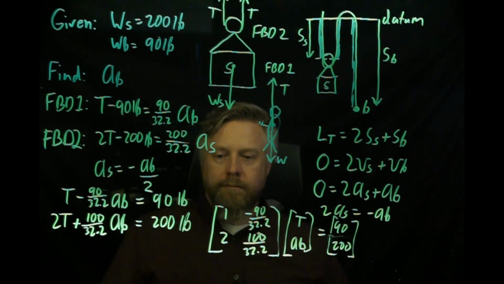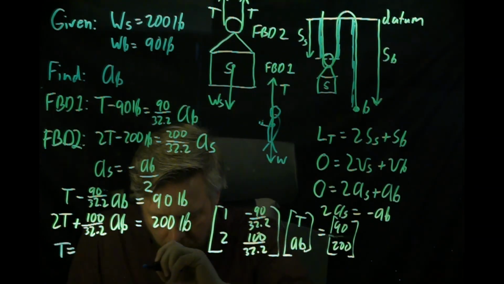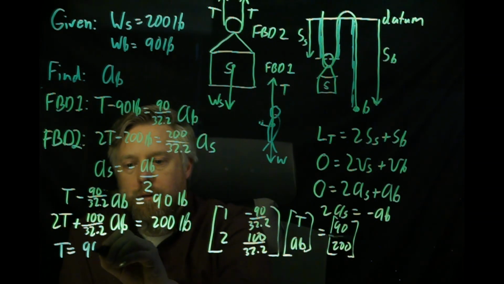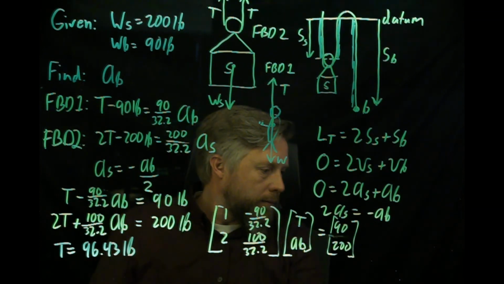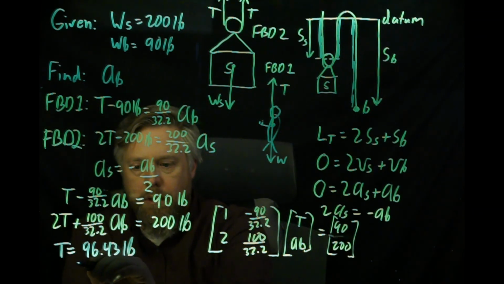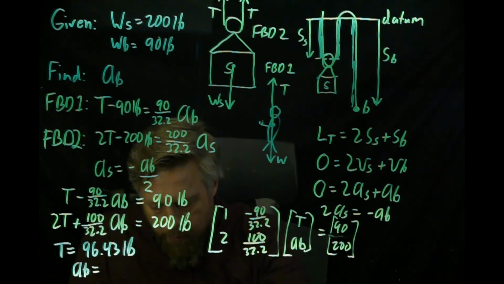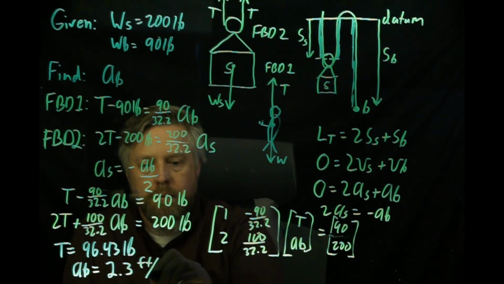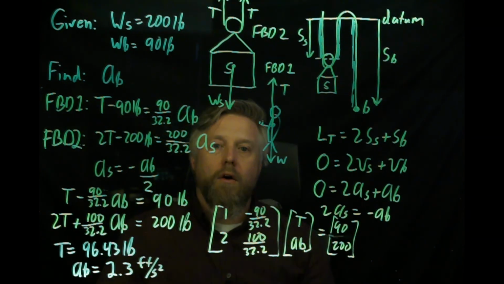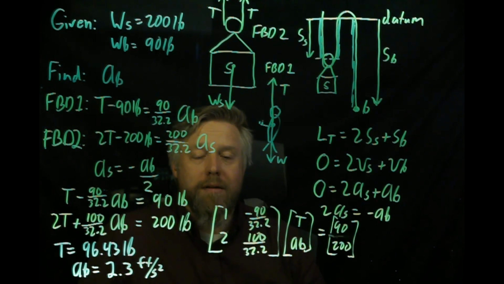And our answer is the tension of the cable is equal to 96.43 pounds, and our acceleration of the boy equals 2.3 feet per second squared. Okay, hopefully that gave you an idea how we can use kinetics along with kinematics to solve these problems. Please let me know if you have any questions.